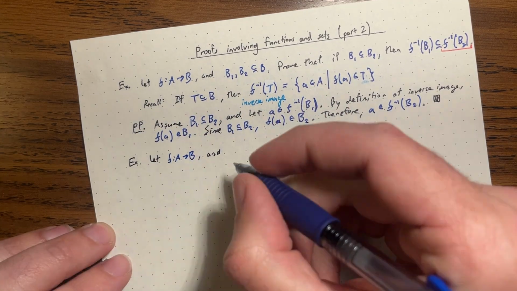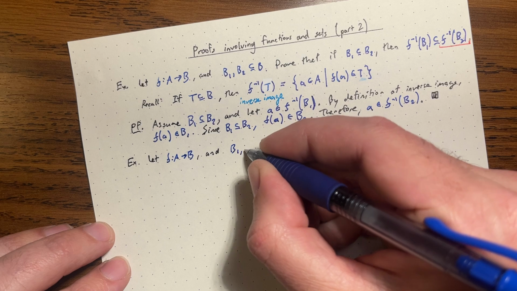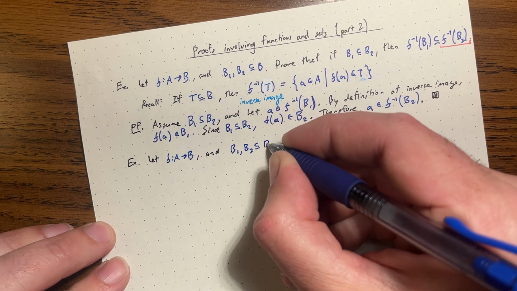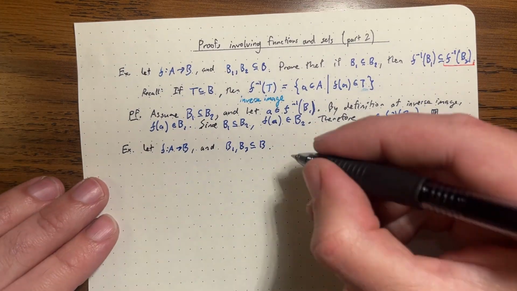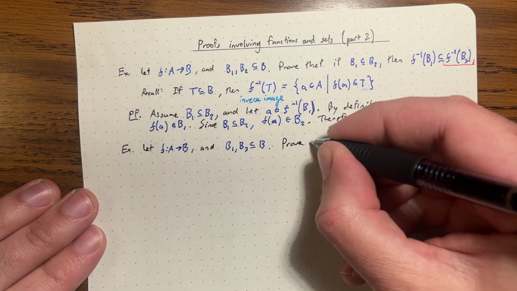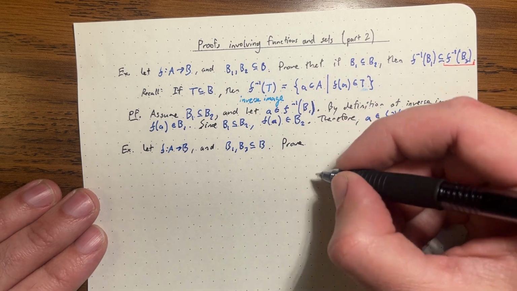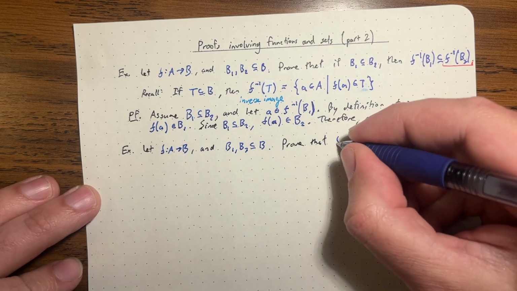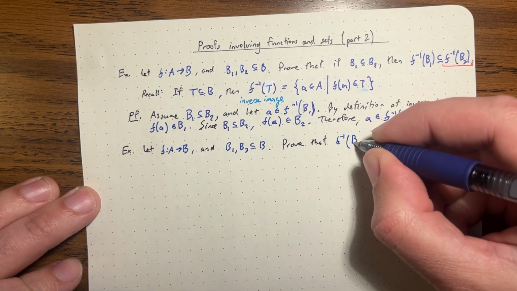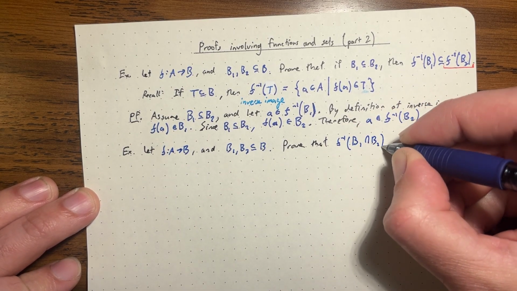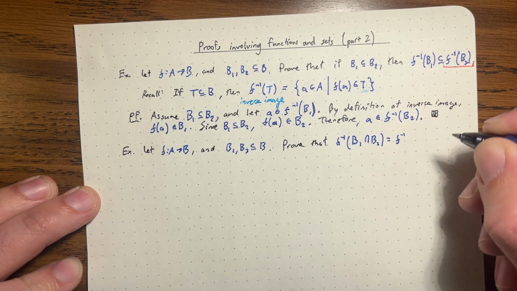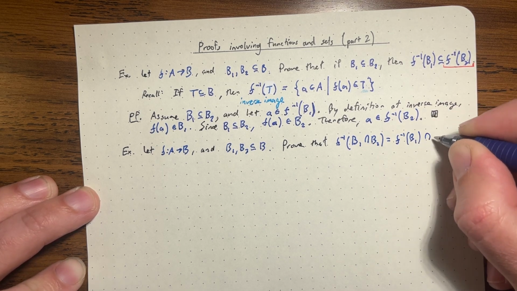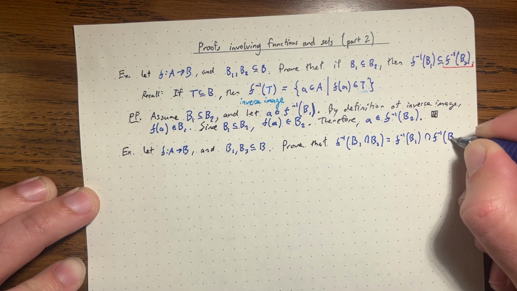Let B1 and B2, again, we have these two sets in B. And I want to prove, this time, an equality of two sets. So I want to prove that f inverse of B1 intersect B2 is the same as if we do f inverse of B1 and then intersect that with f inverse of B2.